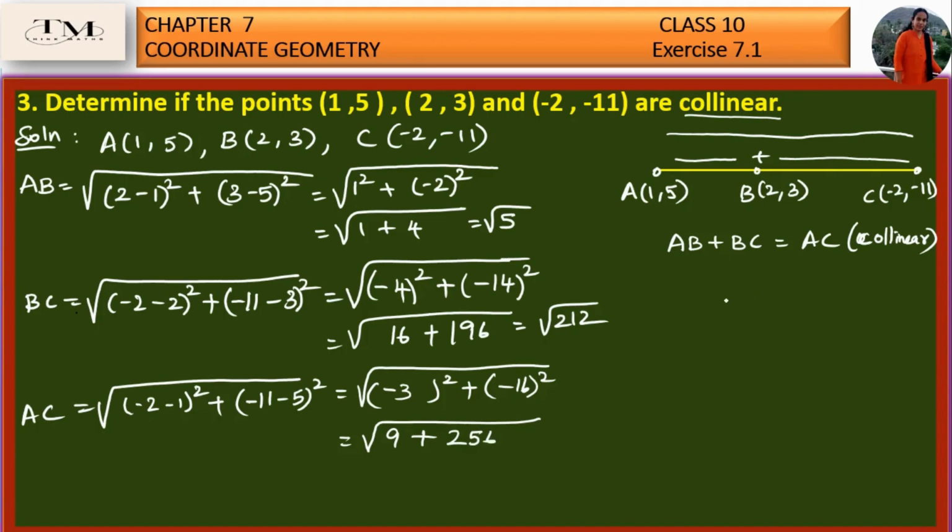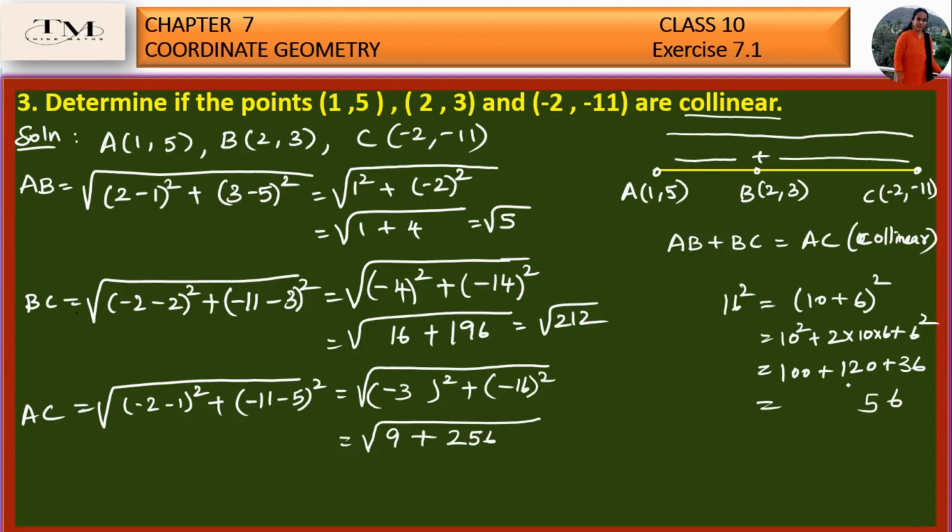So in the same way you can do 16 square: 16 is nothing but 10 plus 6 whole square. So (a plus b) whole square, a square is 10 square plus 2ab, so 2 into 10 into 6, plus b square, b square is 6 square. So 10 square is 100. 2 into 10, 20. 20 into 6, 120. 6 square is 36. So adding the terms, the answer is 256.